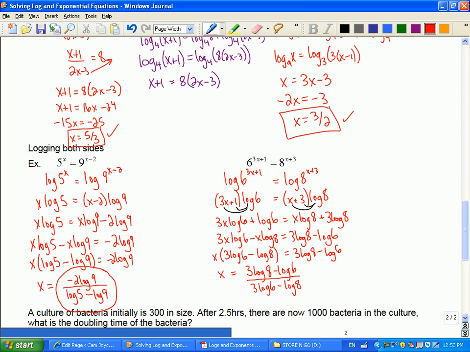Good question. You cannot cancel that. The only thing you can take out when you divide in a fraction is if you had factors, like if it was 3 times log 8 minus log 6. If it was like this, then yes, because those are factors, you could cancel them out. But this is just one term that has a 3.